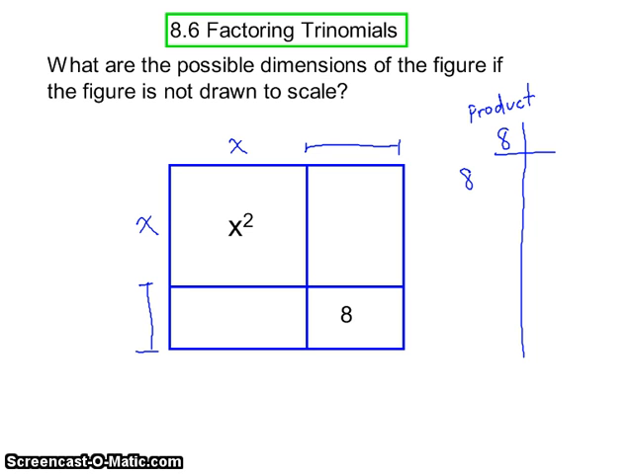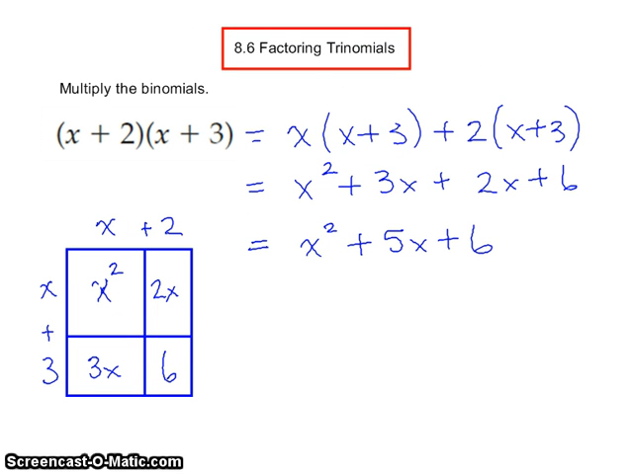We could have 8 times 1. We could have 4 times 2. So this could be x plus 4 and x plus 2, or x plus 1 and x plus 8. So keep that in mind as we move forward. We could have 4x here and 2x here. So notice these two add up to give us 6x, but when we multiply 4 and 2, we get 8. Okay, and if you look back at the previous example, 3x and 2x give us 5x.